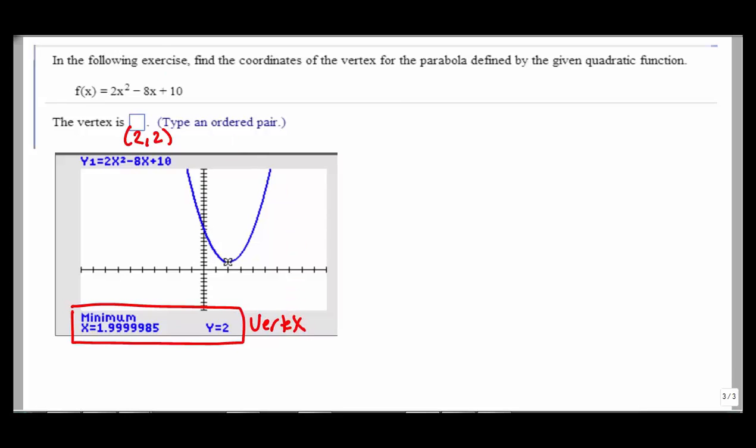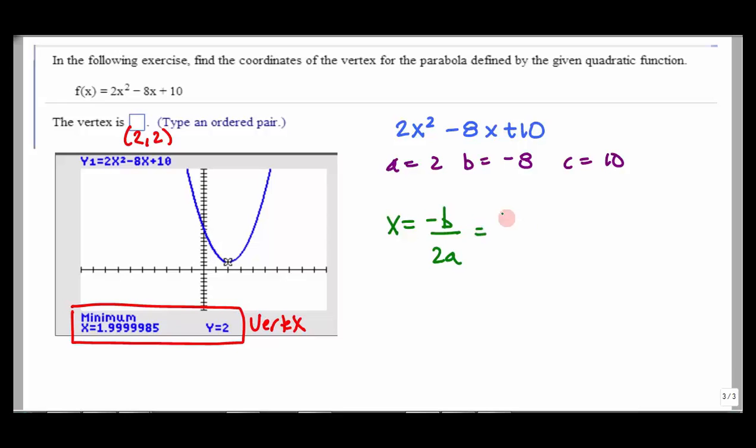Now by hand, what we would do is say, okay, this is in standard form, and because it's in standard form, I know A is 2, B is -8, and C is 10. And then I use that formula from up above that said x equals minus b over 2a. Okay, so minus b over 2a. Well, b was -8 and a was 2. Minus a negative is the same as a positive. 2 times 2 is 4. 8 over 4 is 2. So I know x is 2.